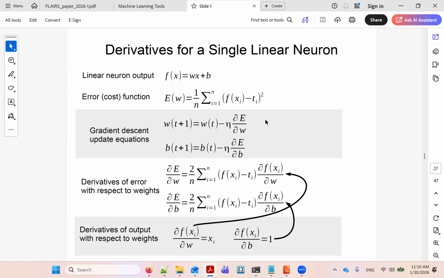T sub i is just a number, right? I mean, that's what the data looks like. It'll be the x number and then the t number, and the x number and the t number, the x number and the t number. It's just a number. So there's no w's in a number. Okay, it's just a constant.